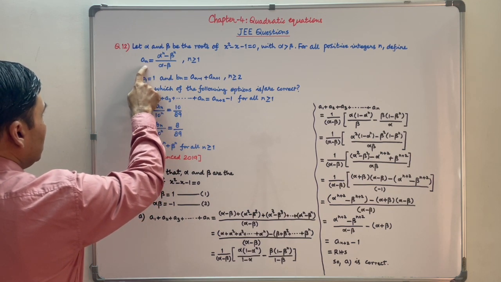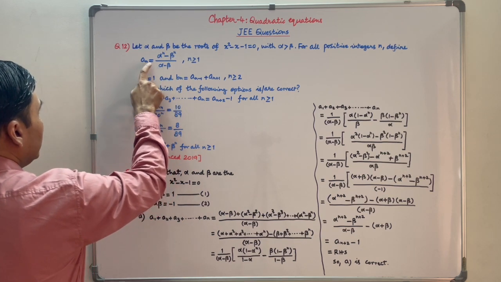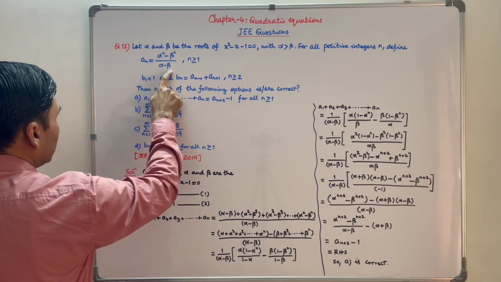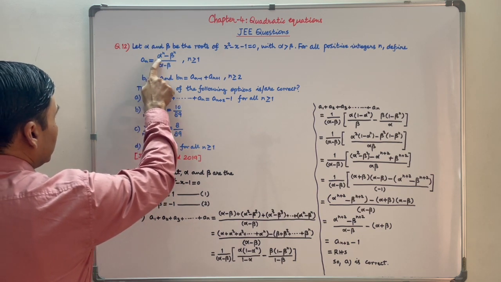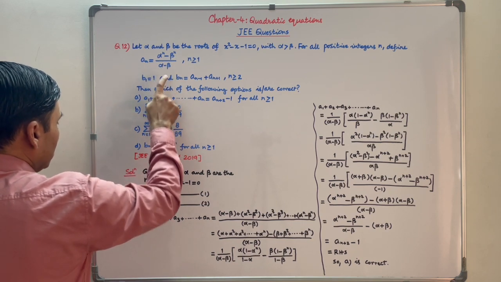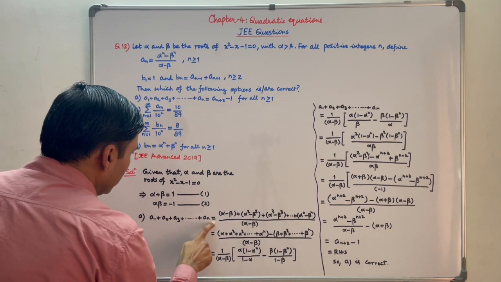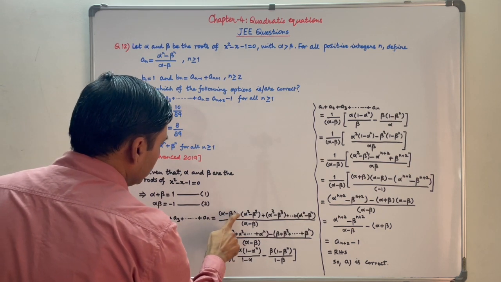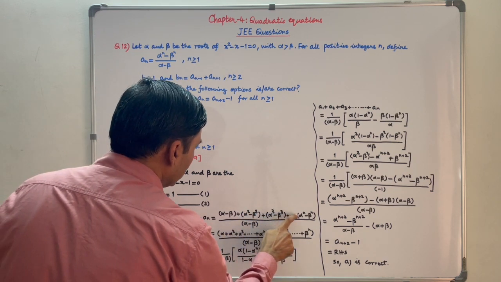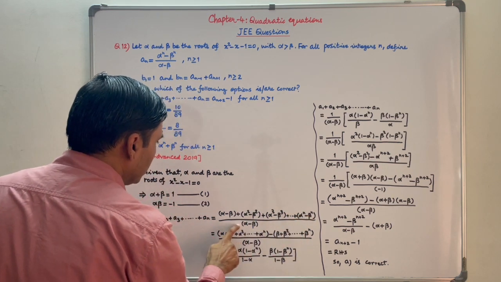So a1 will be equal to alpha minus beta upon alpha minus beta. a2 will be equal to alpha square minus beta square upon alpha minus beta. a3 will be equal to alpha cube minus beta cube upon alpha minus beta, and so on. So a1 plus a2 plus a3 plus and so on up to an is equal to alpha minus beta plus alpha square minus beta square plus alpha cube minus beta cube plus and so on up to alpha to power n minus beta to power n upon alpha minus beta.